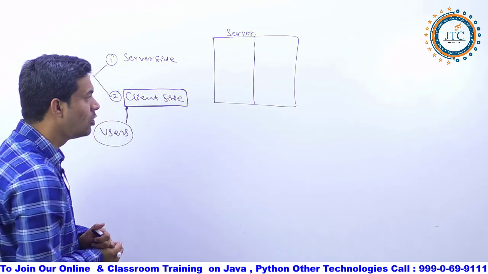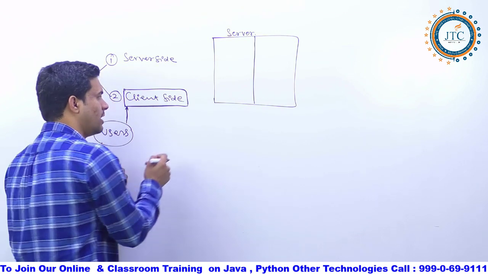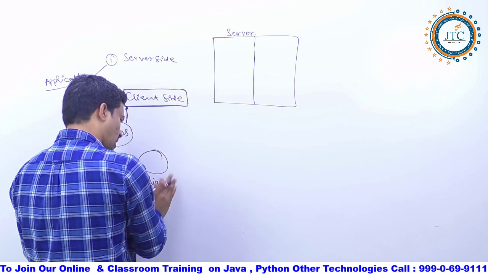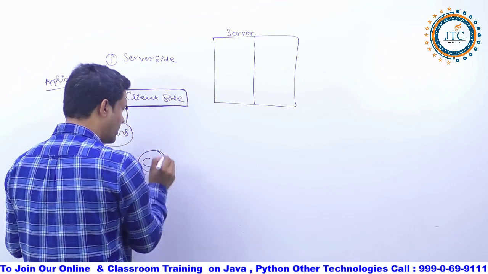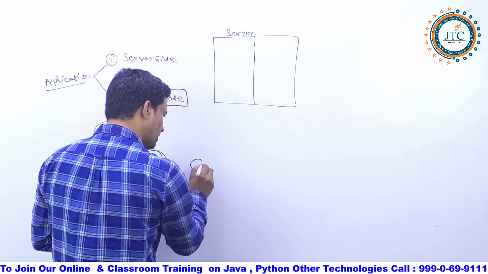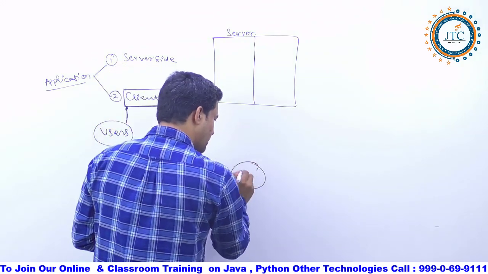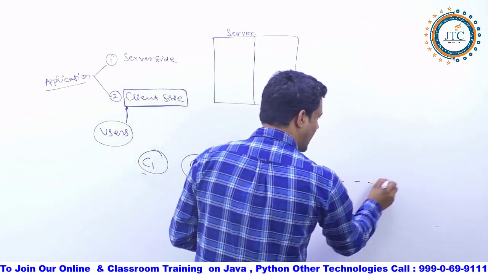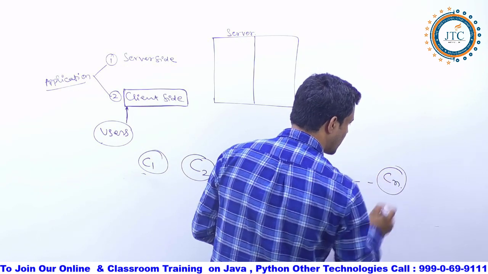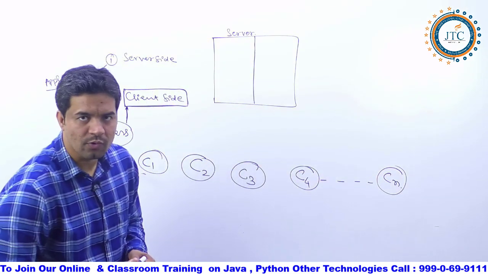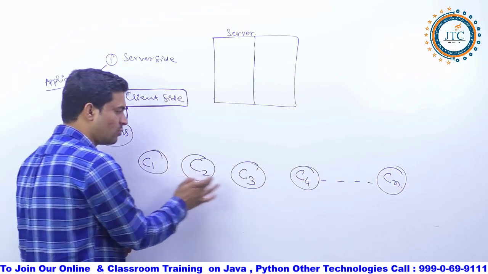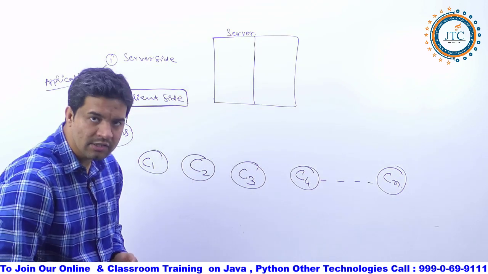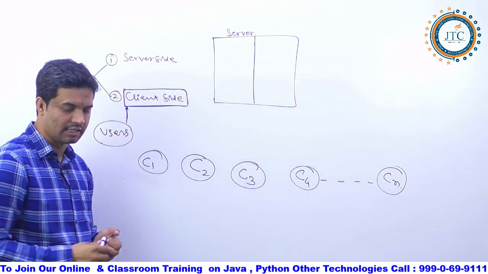Now, with the help of the client, see here, I'll do something. Let's say I'm giving the client the name C1. Here I'm giving C2. Here I'm giving C3. Here I'm giving C4. Like that, there could be Cn. There are n number of clients we are having: C1, C2, C3, C4, C5 until Cn. There are n number of different clients available inside this.